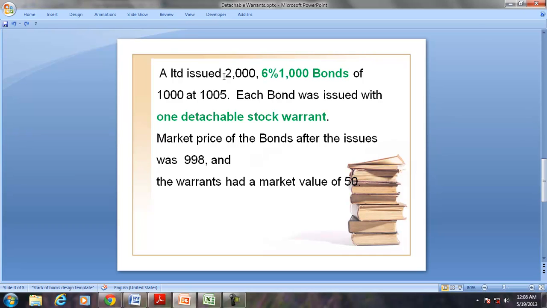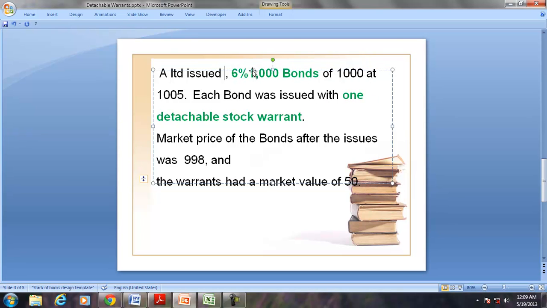Suppose A Limited issued 6% 1000 bonds of 1000 at 105, and each bond was issued with one detachable stock warrant which gives a right to buy one share. The market price of the bond after the issue was 998, and the warrant itself had a market value of 50 per warrant. So 1000 bonds were issued with an attached detachable stock warrant.